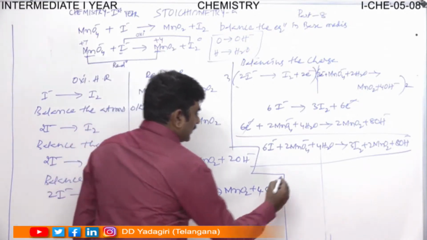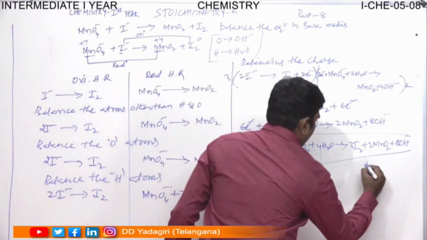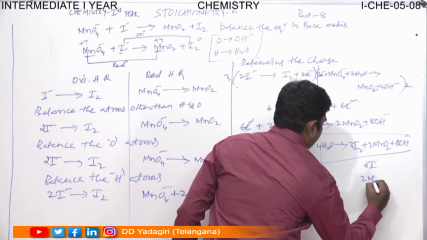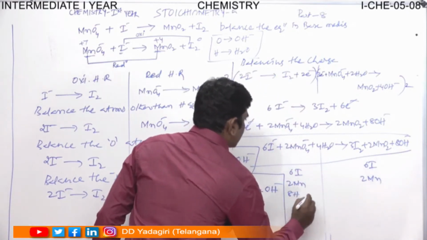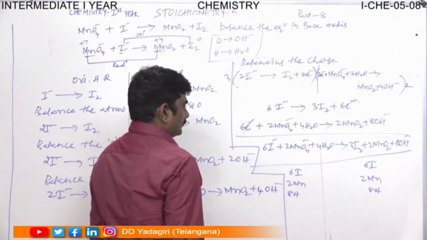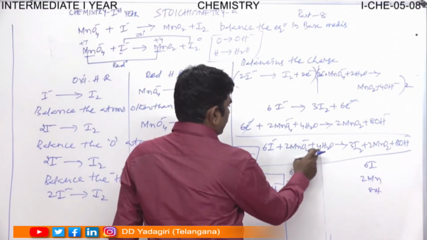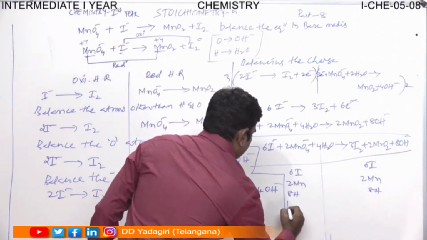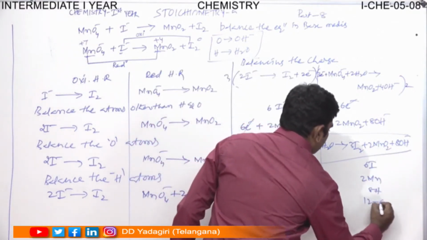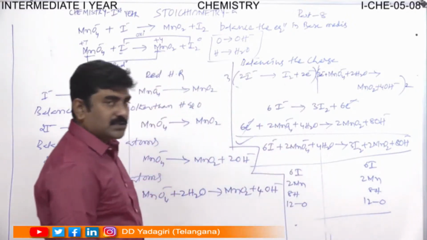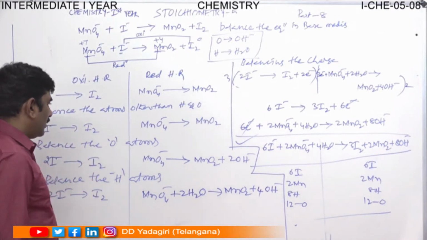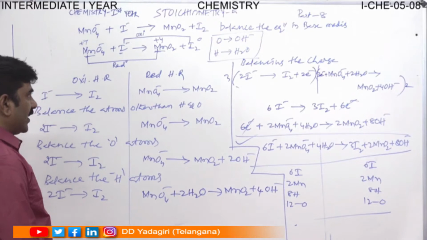So let's check. 6 iodines, 2 manganese and 2 manganese, 8 hydrogens, 8 hydrogens, 8 plus 4, 12 oxygens. How many oxygens? 12 oxygens. This side 4 plus 8, 12 oxygens. So now what is that? It's a balanced equation. So we saw the example, acid media and base media.